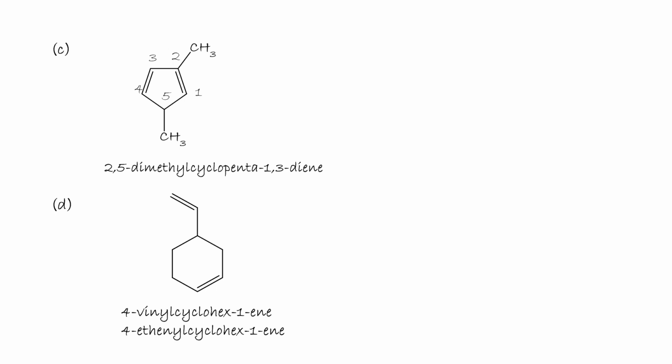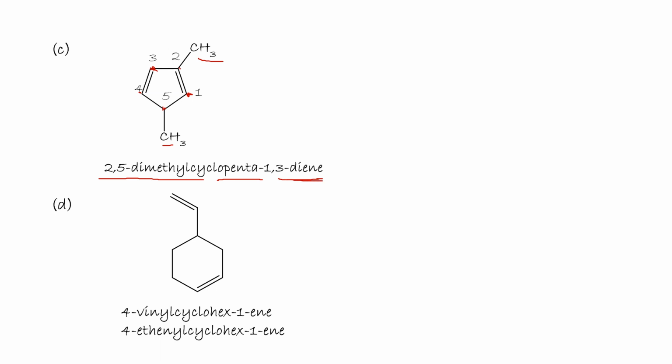In this structure, 1, 2, 3, 4, 5, so it will be 2,5-dimethylcyclopenta-1,3-diene.